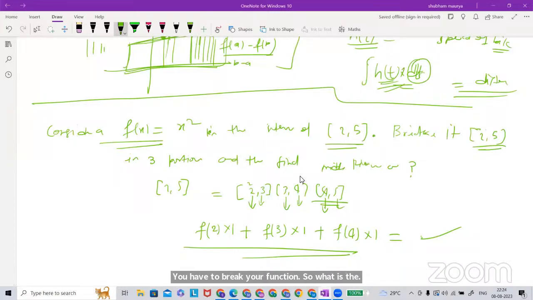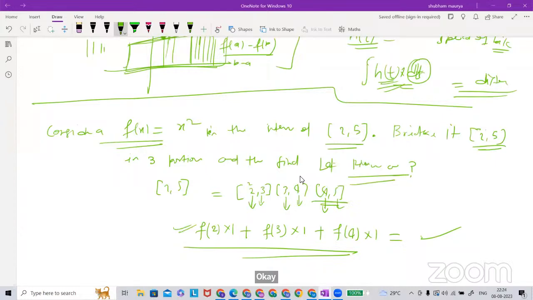What do we have to find, sir? Sorry? Find. Sir, I had a network issue. Then find the left. This is done for the left Riemann sum. Okay, sir. Left Riemann sum.